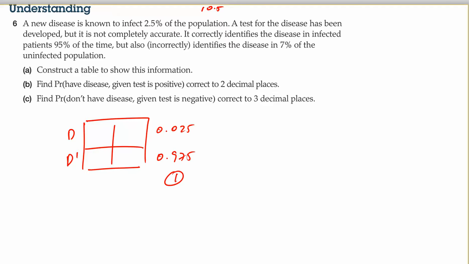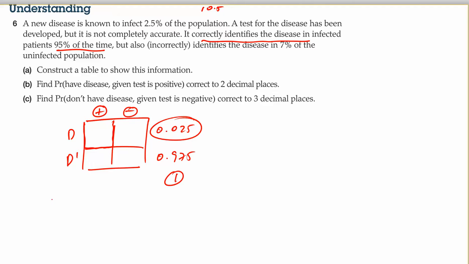Now, it also says there's a test available to test whether someone has the disease or not, but the test isn't completely accurate. So the test can either be positive or negative. And we know that 95% of the time the test correctly identifies the disease in infected patients. So for this box, 95% of the people that do have the disease are tested correctly.